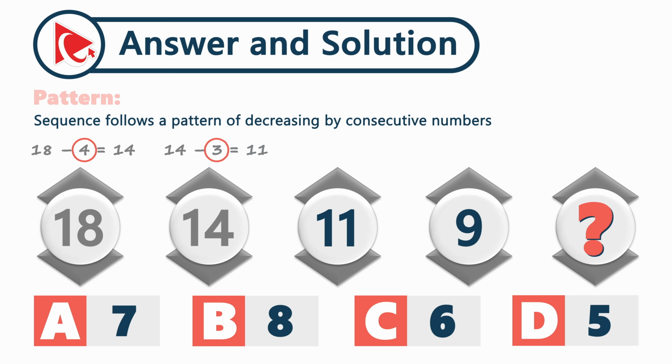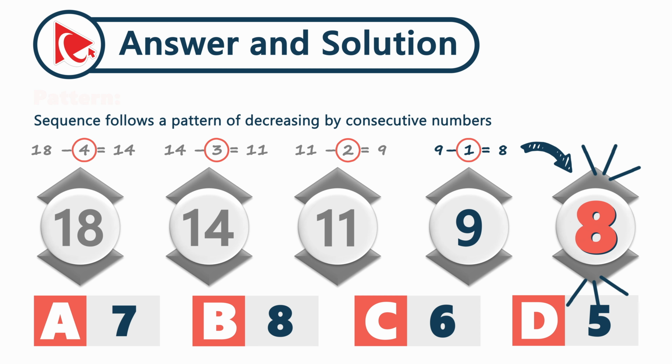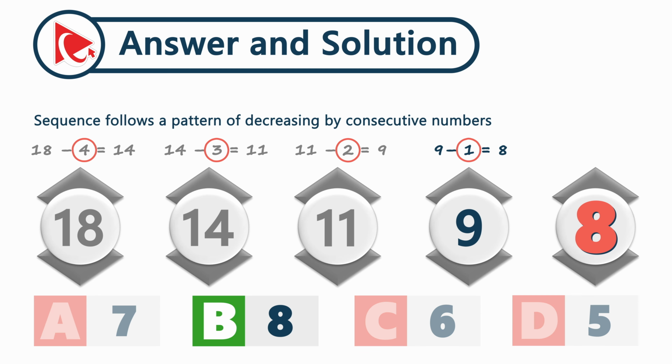Can you guess what the next decrement would be? I think you've got it. 11 minus 2, right? That's what you thought? Equals 9. And now is the magic moment to calculate the missing number. 9 minus 1 equals 8. So the correct answer here is choice B, 8.